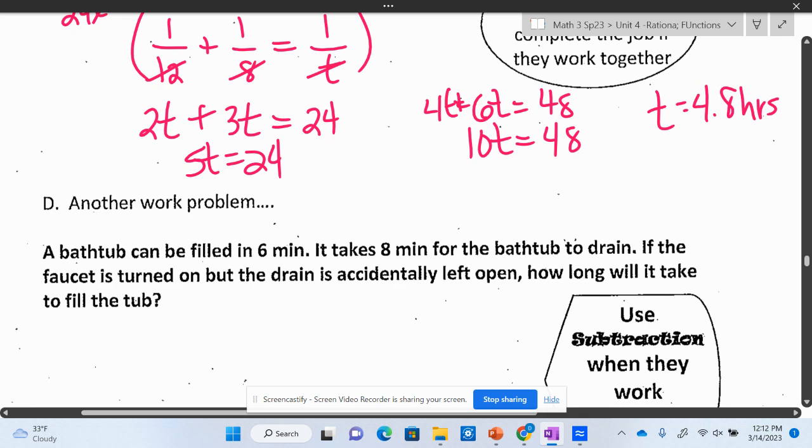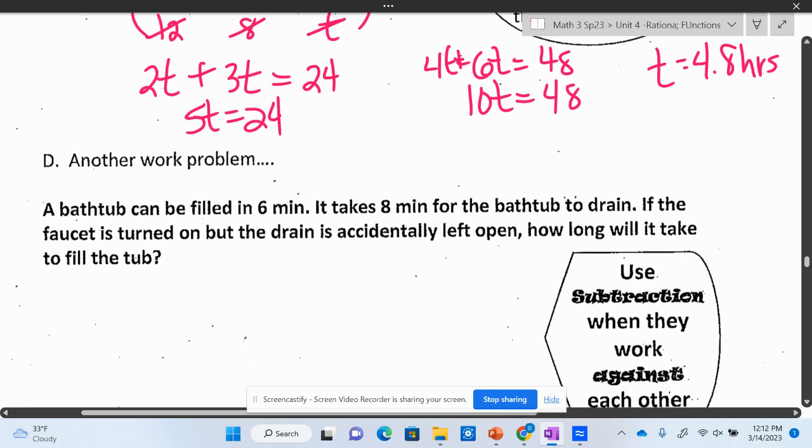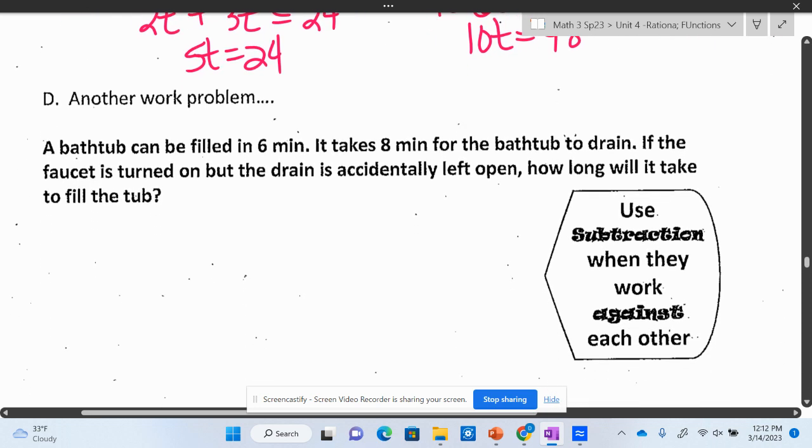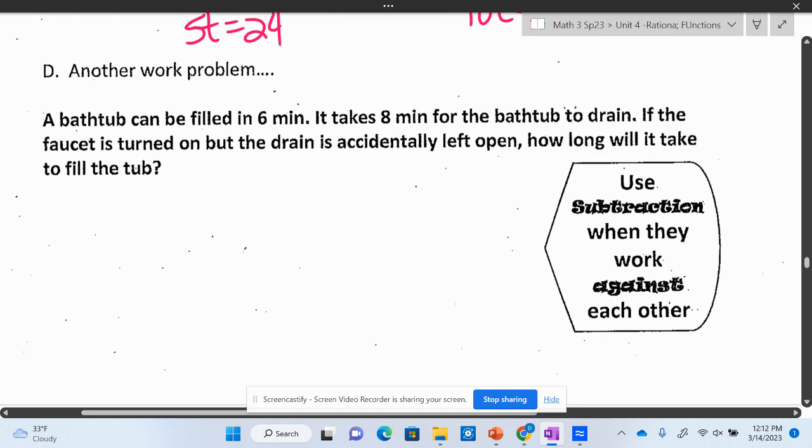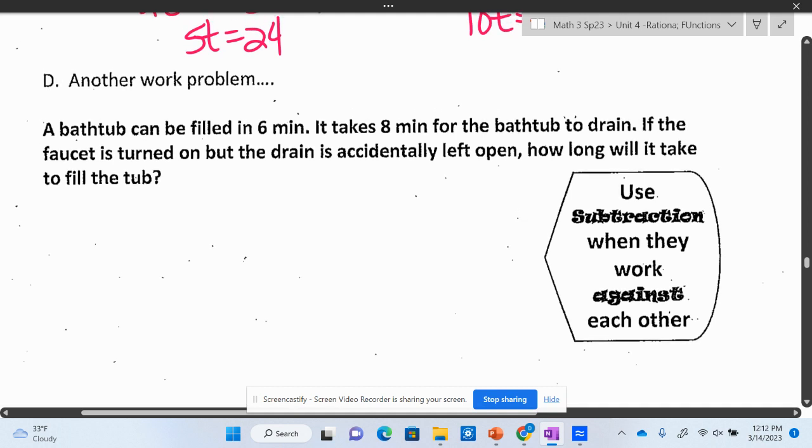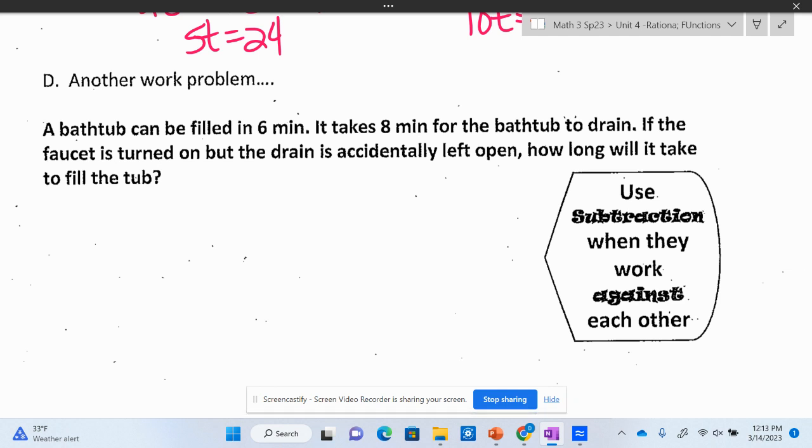So now we're going to think about draining a tub. I think you guys see questions about draining a tank in your homework. So a bathtub can be filled in 6 minutes, but it takes 8 minutes for the bathtub to drain. If the faucet is turned on, but the drain is accidentally left open, how long will it take to fill the tub? So there's a note over here that says use subtraction when they work against each other.